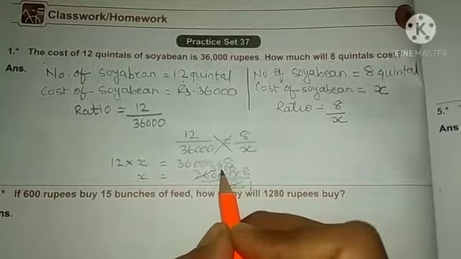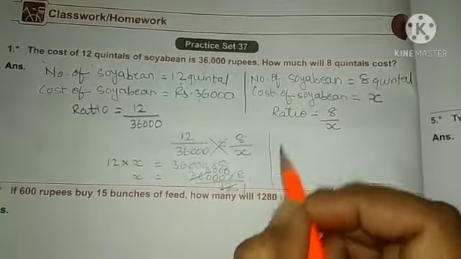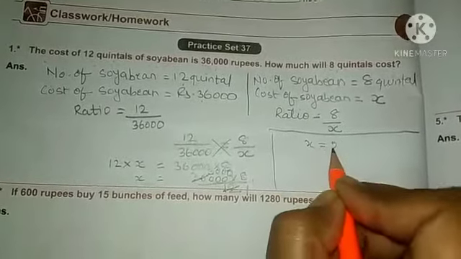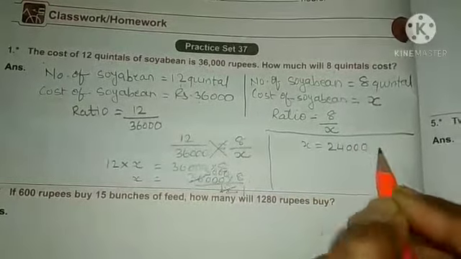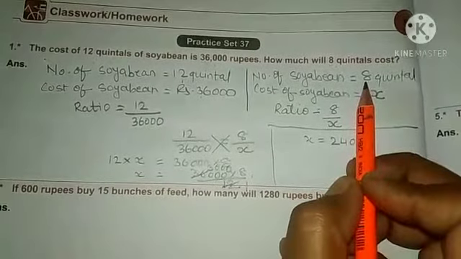Understood? Here you will get that is 3000. So 3000 multiplied by 8. What you will get over here? 3000 multiplied by 8, you will get that is 24,000. Understood? So what is the cost of this 8 quintal soya bean?